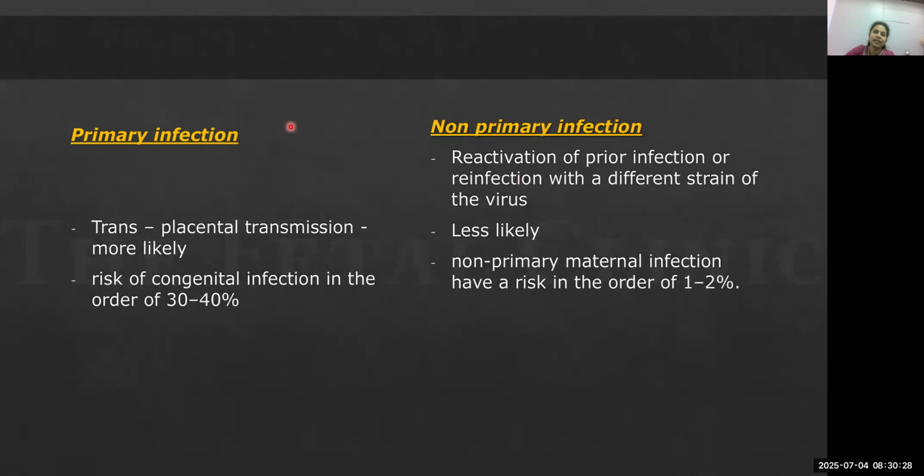So we can categorize the maternal infection as primary infection and non-primary infection. The non-primary infection is due to reactivation of prior infection or reinfection with a different strain of the virus. In a primary infection, when the mother is affected for the first time, the transplacental transmission is more likely than in a non-primary infection, where there is already some amount of immunity and the transmission is less likely. So the risk is in the order of 1 to 2%, whereas in a primary infection, it is almost as high as 30 to 40%.